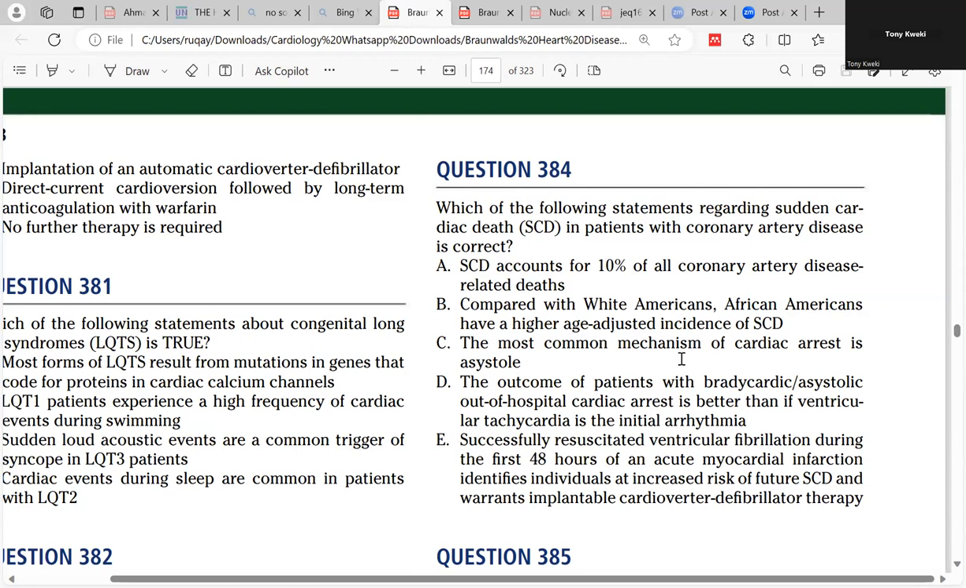Okay. Any comments or clarifications, contributions? So, sorry to take you back. What was your comment on option C? Option C says that the most common mechanism of cardiac arrest is asystole. This is false because the most common mechanism of cardiac arrest is actually ventricular fibrillation. Okay, thank you. Yes, followed by asystole. So asystole is the second most common, then pulseless electrical activity, then sustained VTAC. Okay, thank you. You're welcome.